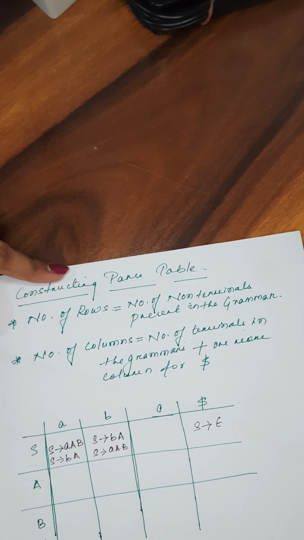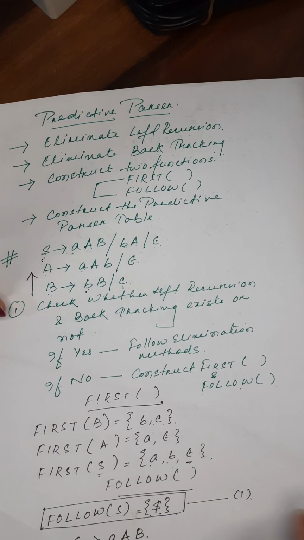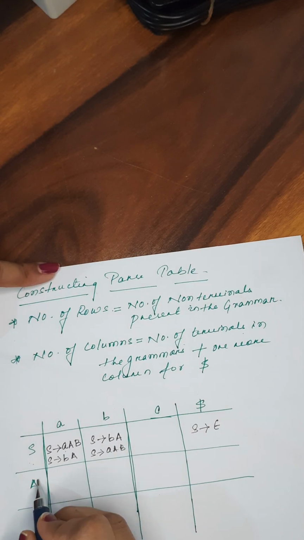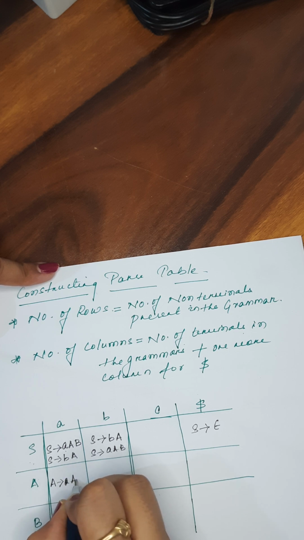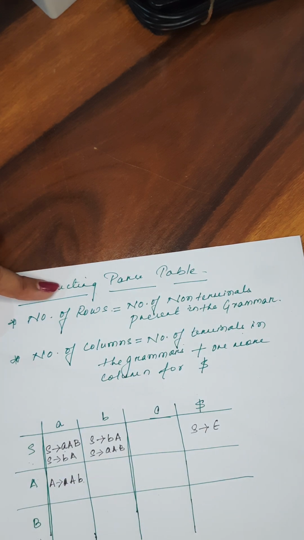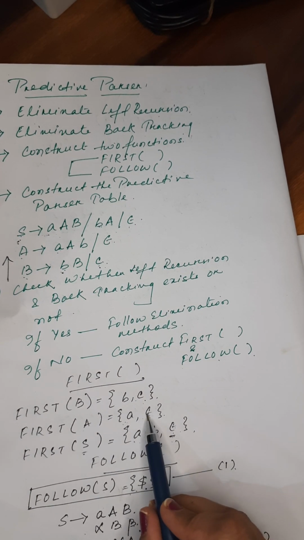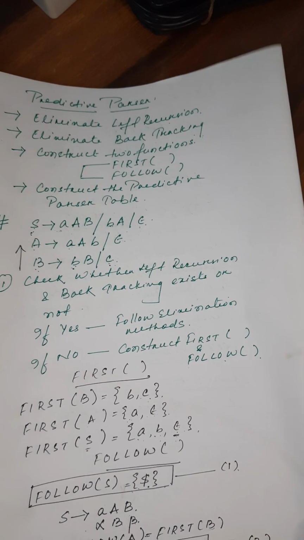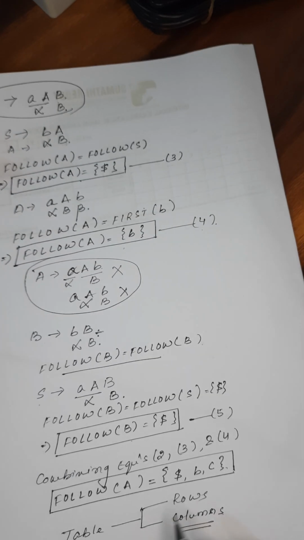Now comes to A. What is the first of A? First of A is a, epsilon. So for A, what is the production? A tends to aAB. So for A, under a, do the entry A tends to aAB. Now look, what is the first of A? First of A is also epsilon. When epsilon is there, as I told you, we will go for the follow of A. So what we have calculated as the follow of A over here, see. What is the follow of A? I have combined all the equations and what I found?